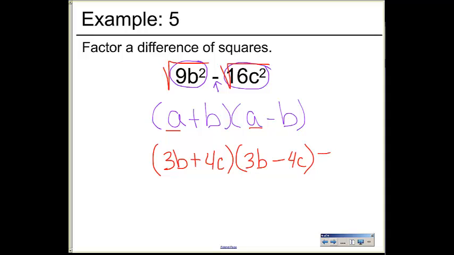And later on we'll eventually put an equals and some value on this side here. And that's how we do difference of squares factoring.